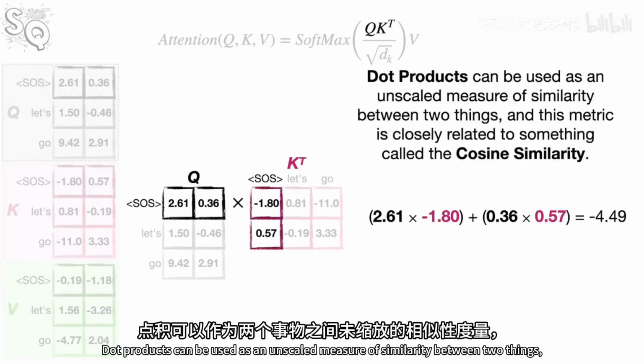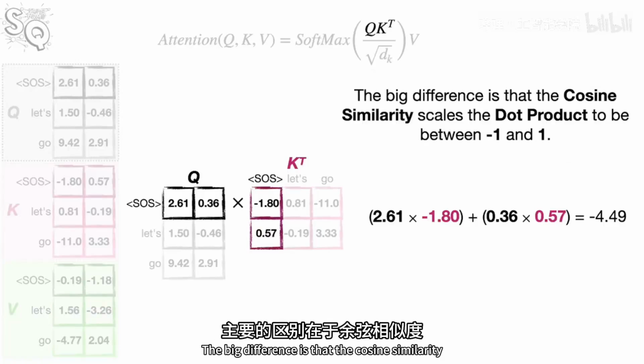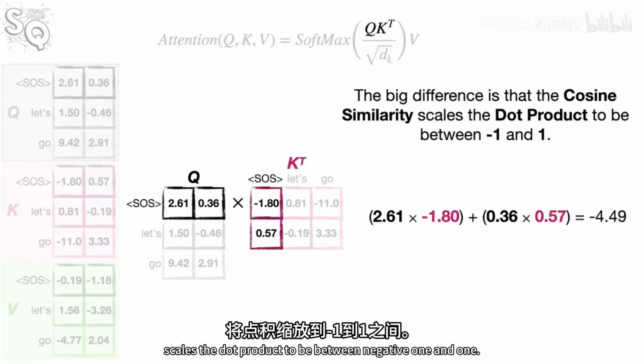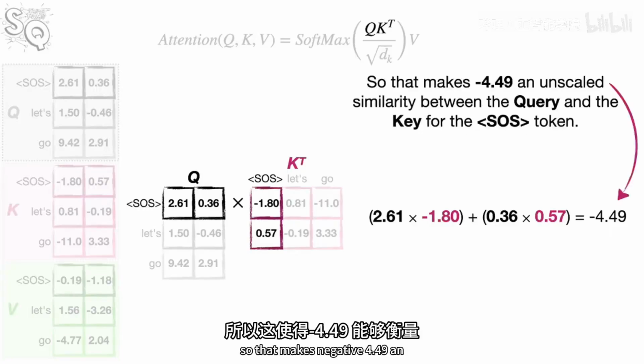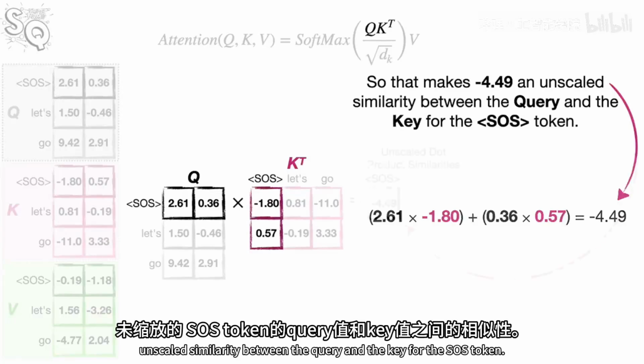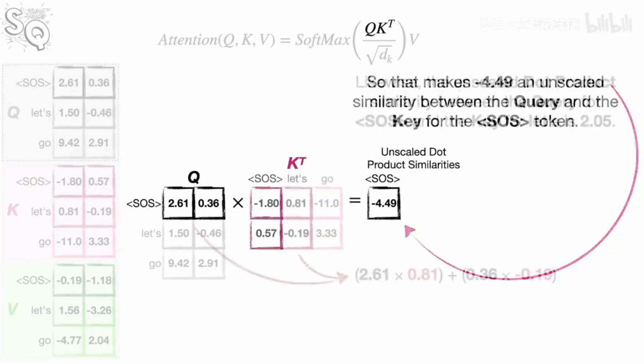Dot products can be used as an unscaled measure of similarity between two things, and this metric is closely related to something called the cosine similarity. The big difference is that the cosine similarity scales the dot product to be between negative 1 and 1. In contrast, the dot product similarity isn't scaled. So that makes negative 4.49 an unscaled similarity between the query and the key for the SOS token.